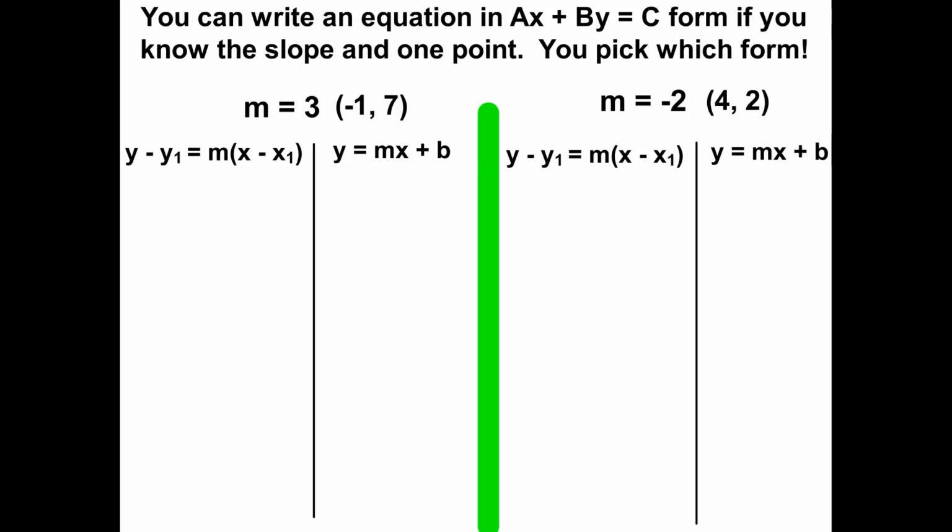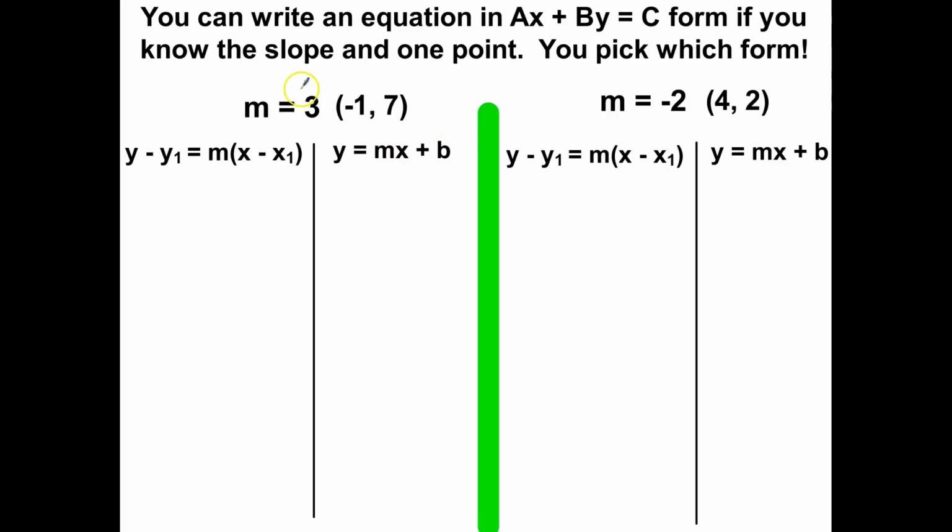On to the next thing. You can write an equation in standard form if you know the slope and the point. You pick which form you would prefer. I'm going to tell you at the end which form I would prefer to work with. I'm going to do one. So this is called point-slope form. This is called slope-intercept form. Why? Because this one deals with the point and the slope, and this one deals with the slope and the y-intercept.